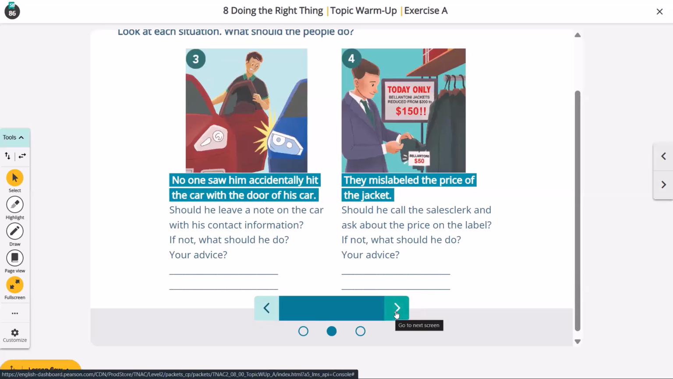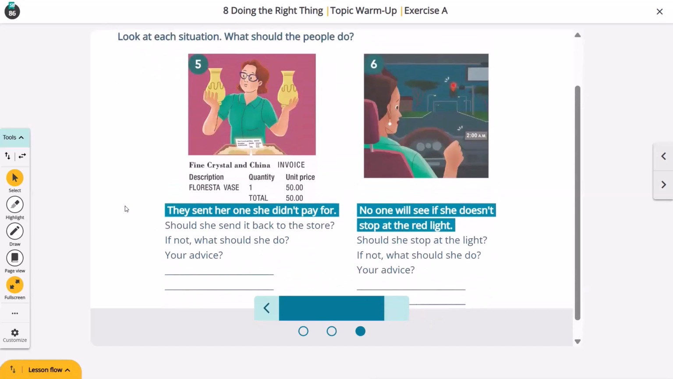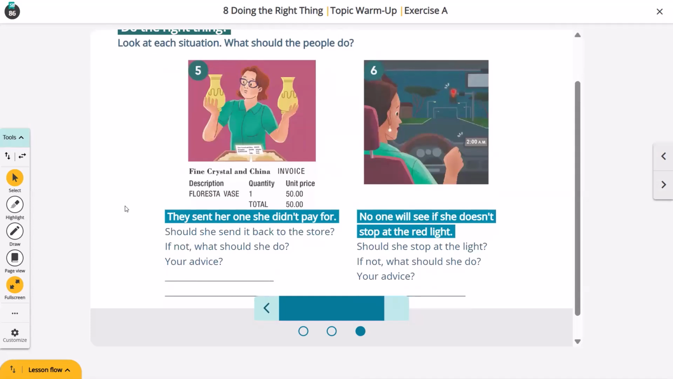All right. Thank you so much for your participation. So the last one in this case says number 5. They sent her one she didn't pay for. All right, so let's see. It says fine crystal and china invoice. Description, floresta vase. Okay, so she ordered in this case only one. The quantity says one, she paid for one, but she received in this case two.